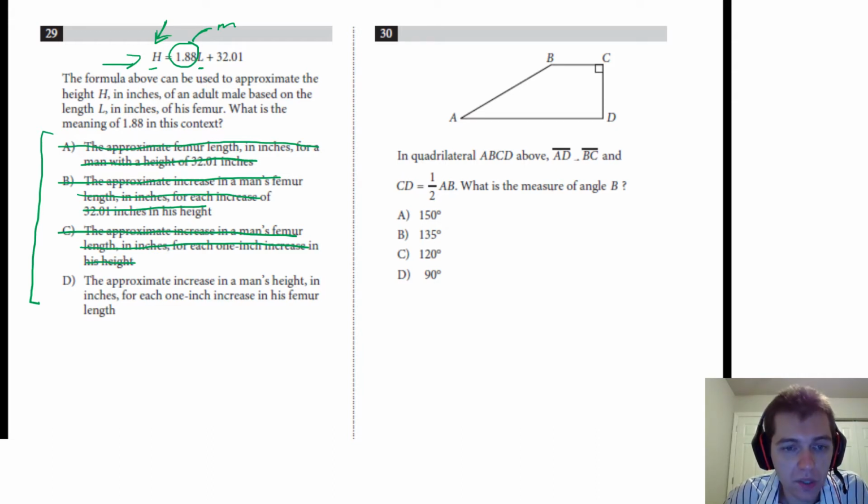The approximate increase in a man's height, yes, because we're solving for height, in inches for each 1 inch increase in his femur length, right? So that's saying that for every 1 increment increase in L, you're getting a 1.88 increase in height, which is correct. D is the correct answer here.